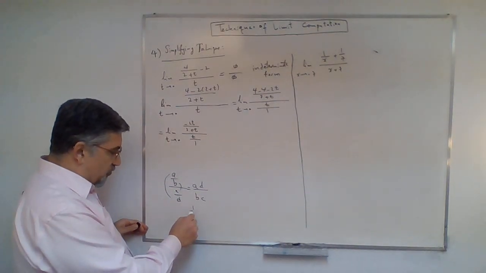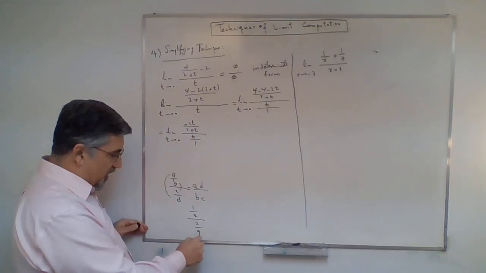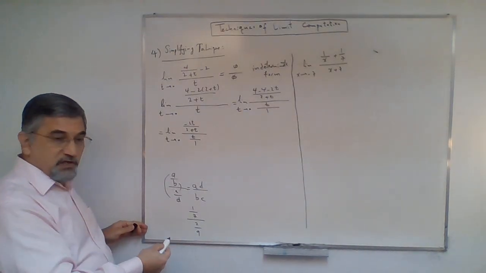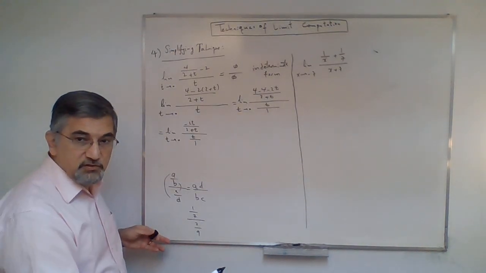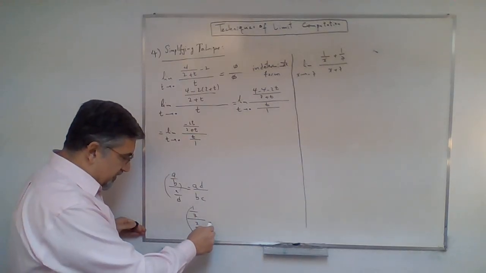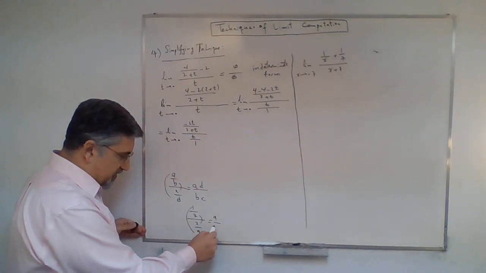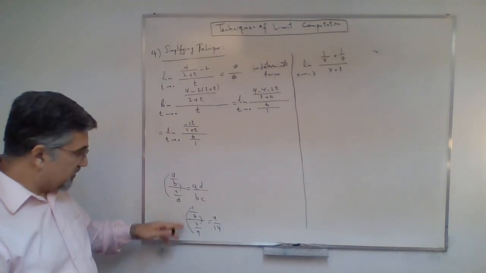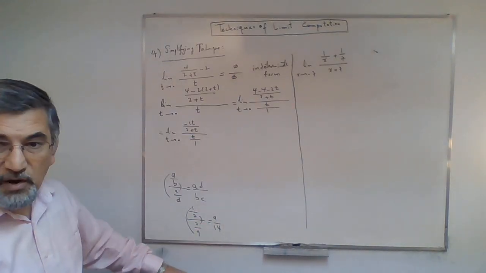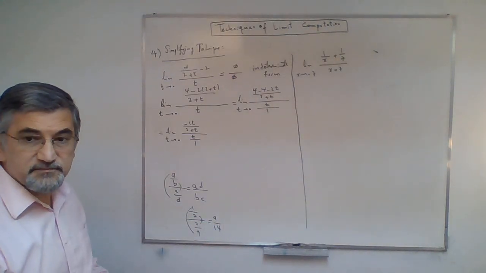For example, if you have 1 over 7 divided by 2 over 9, and you want to quickly simplify this fraction, no calculators of course, you're going to say 9 in the top and 2 times 7, 14, in the bottom. So 9 times 1 goes in the top, 2 times 7 goes in the bottom, and 9 over 14 is the final answer.